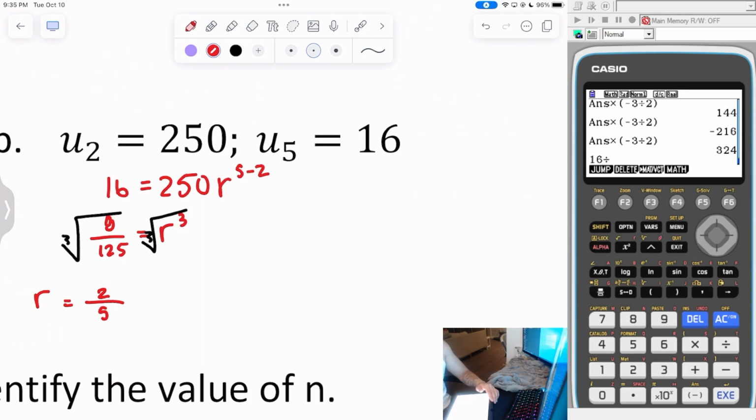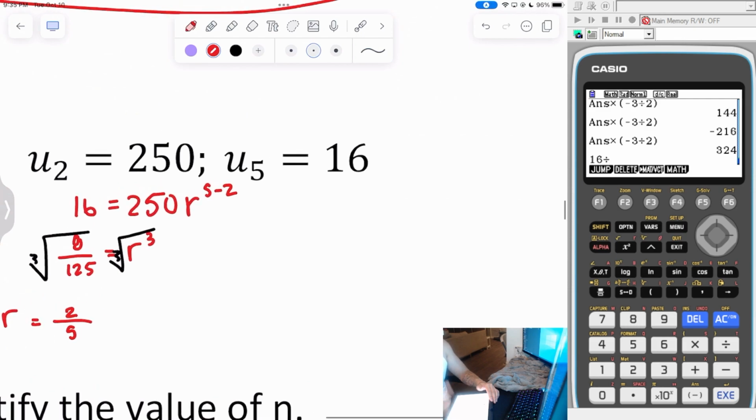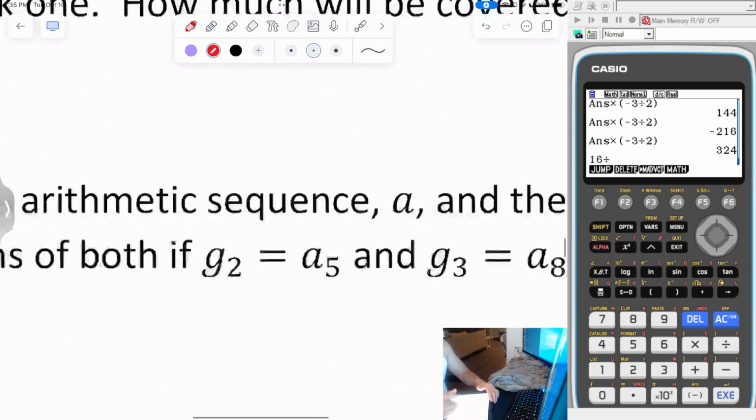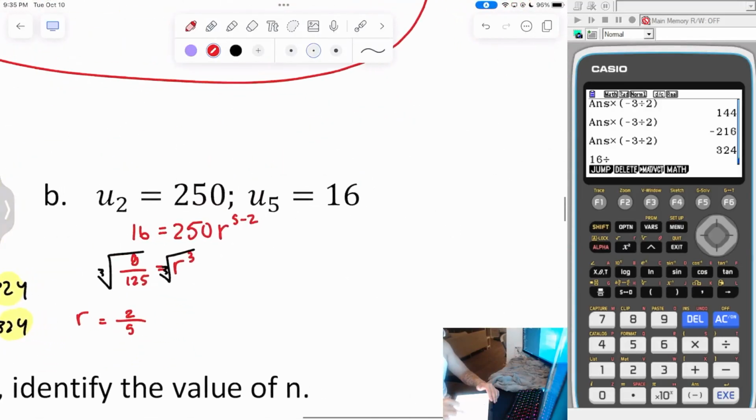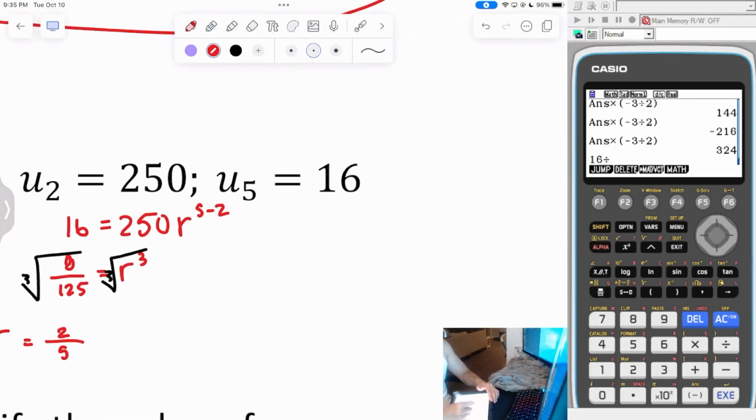Don't worry about it. And so now I'll replug in r into the first equation using one of my arbitrary points as the arbitrary number in the sequence. I keep saying point. I mean to say number, but I think you guys know what I mean, right? Let's do u sub 5 here as my arbitrary one.